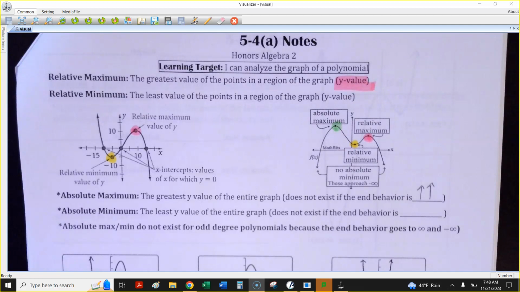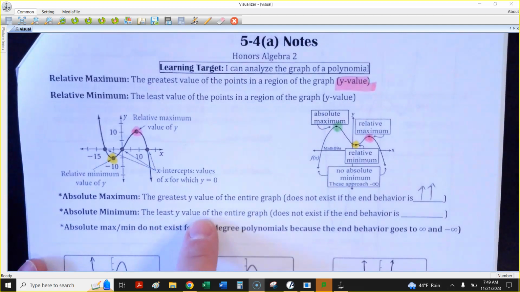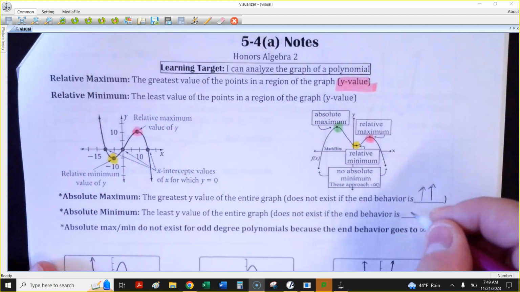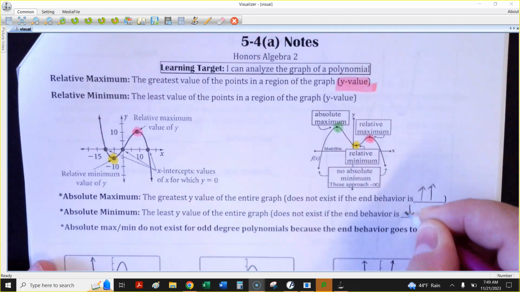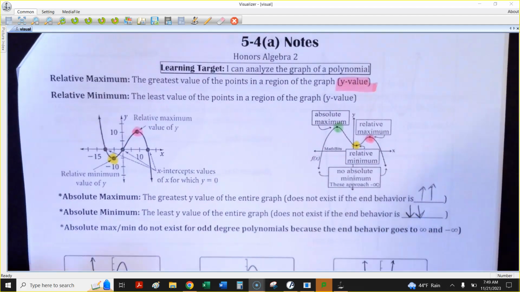See that little point I kind of highlighted in green? This also has a relative maximum and minimum over here. The relative maximum you see is a little bit lower than the absolute maximum. So you can have both of those on the same graph. And then I have a relative minimum here, kind of this turning point. But I don't have an absolute minimum because that goes down to negative infinity. So this one says absolute minimum, the least value of y on the entire graph, and it's not going to exist if both ends go down.